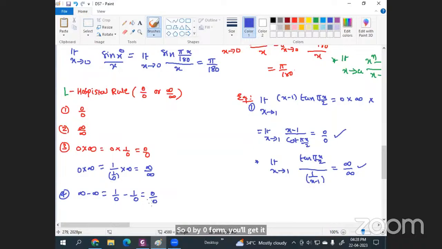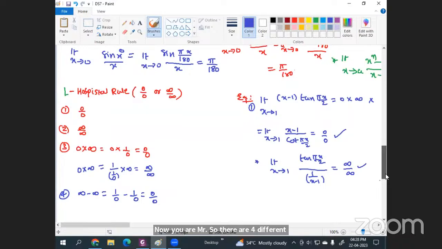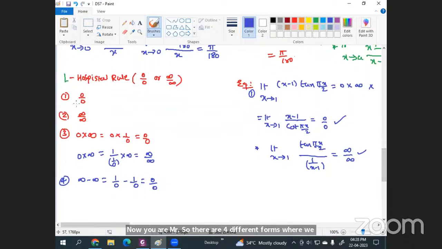Okay. So this way we can write it in the form convenient to apply the L'Hopital rule. Now you understood. There are 4 different forms where we can apply the L'Hopital rule. If you get directly 0 by 0, you can apply. If you get infinity by infinity, we can apply directly. 0 into infinity, we cannot apply here at this stage. We have to bring it to this form, then you can apply the L'Hopital rule.